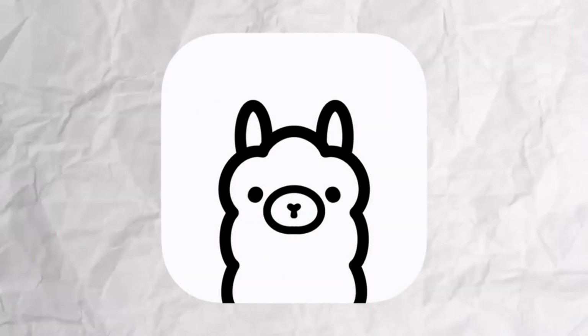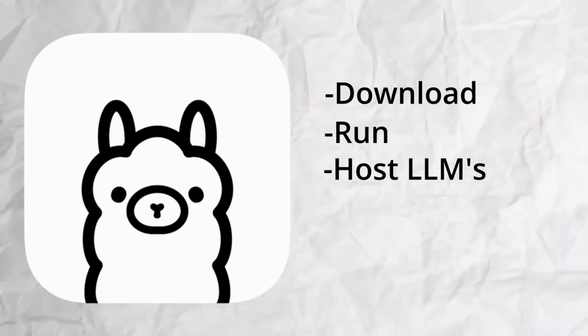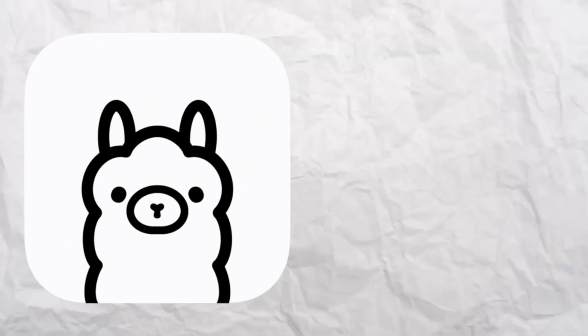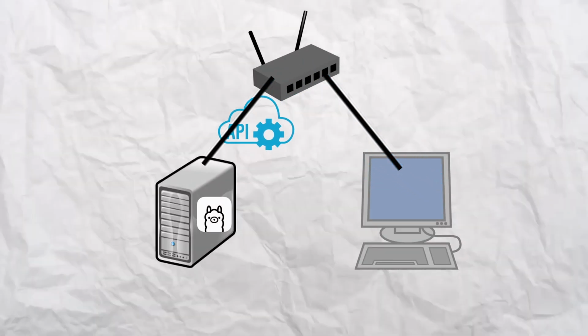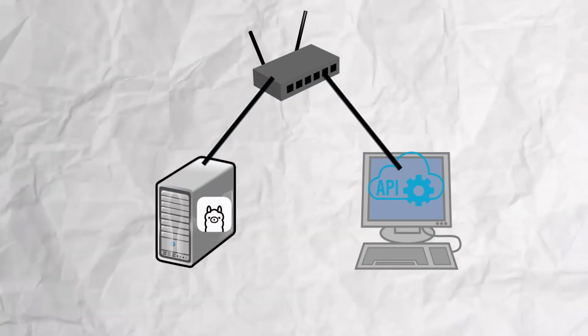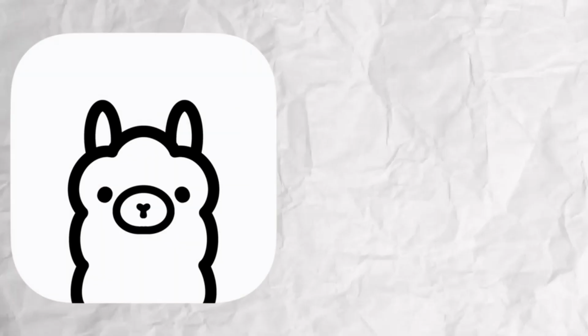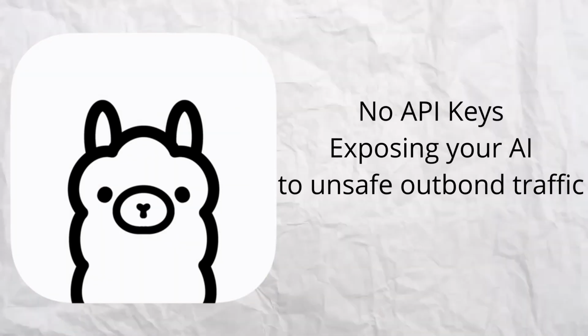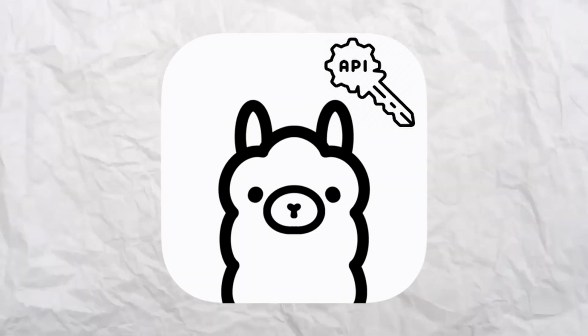If you're not familiar with Ollama, it's a fantastic tool that allows you to download, run, and host large language models. While Ollama does come with a built-in API, it's primarily designed for use within a local network. This setup is perfect for internal projects, but falls short when you want to share your projects outside of your network. The lack of built-in security measures such as API keys makes it risky to expose Ollama to the internet. That's where APIMyLlama comes in.